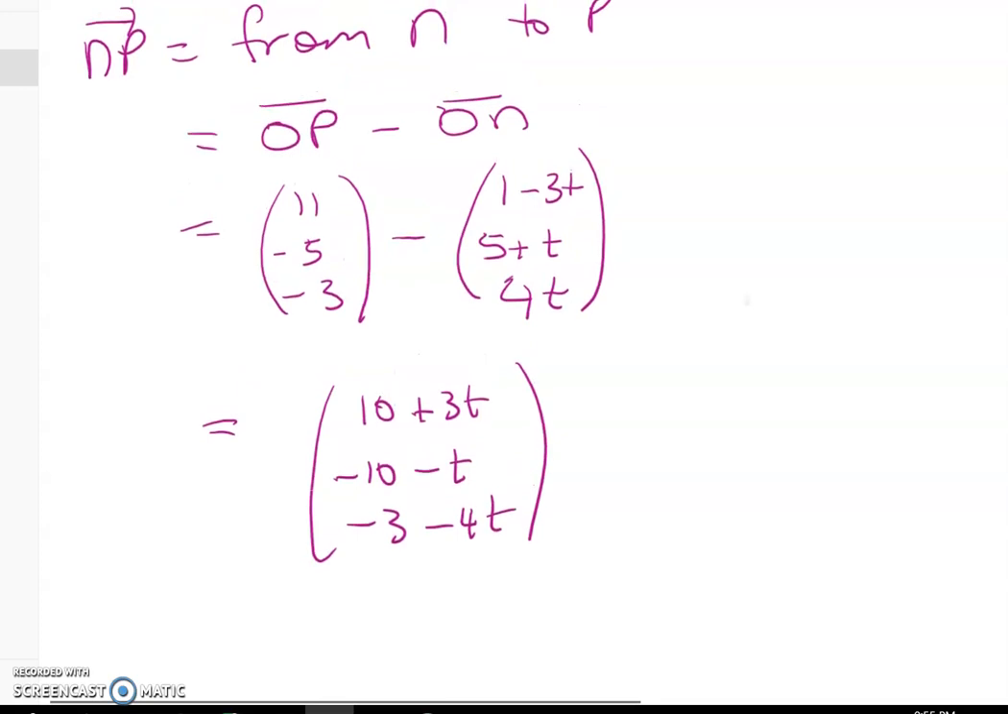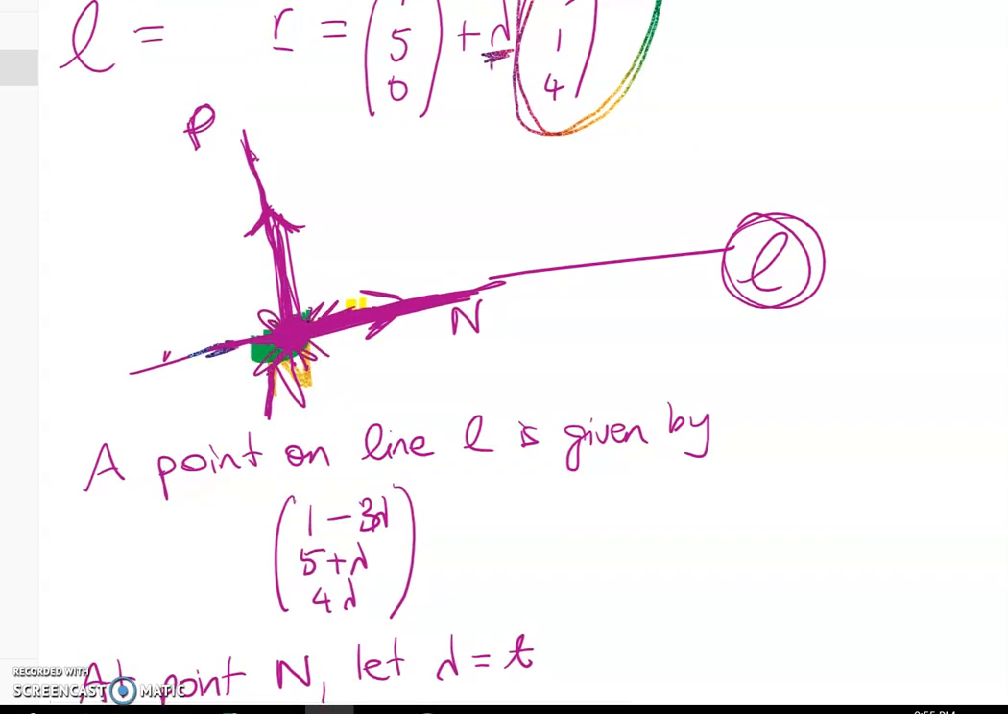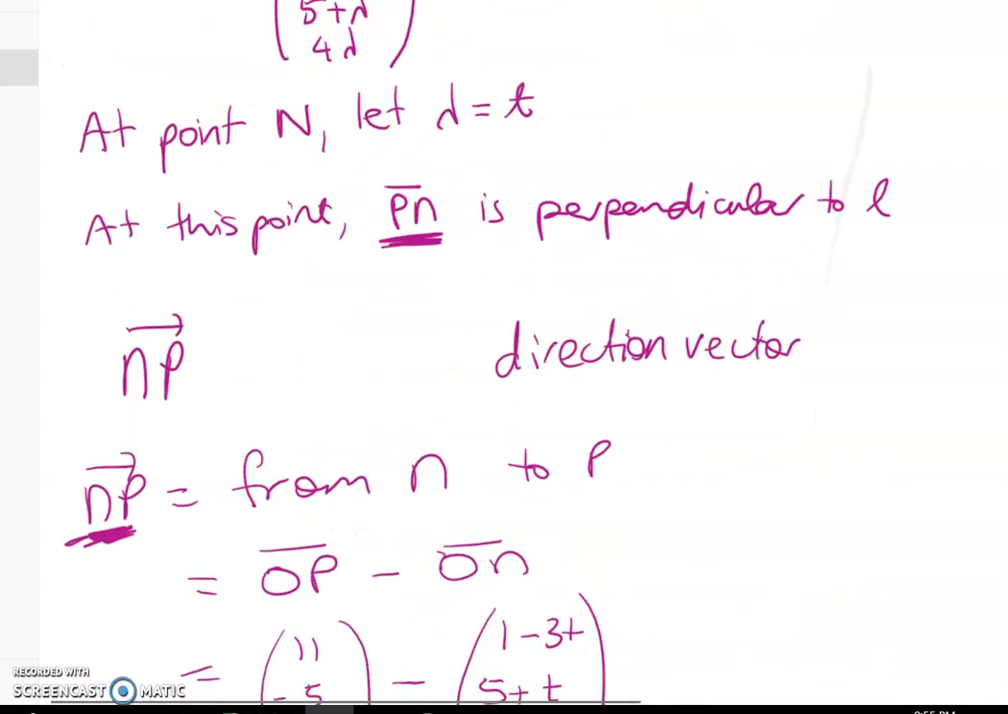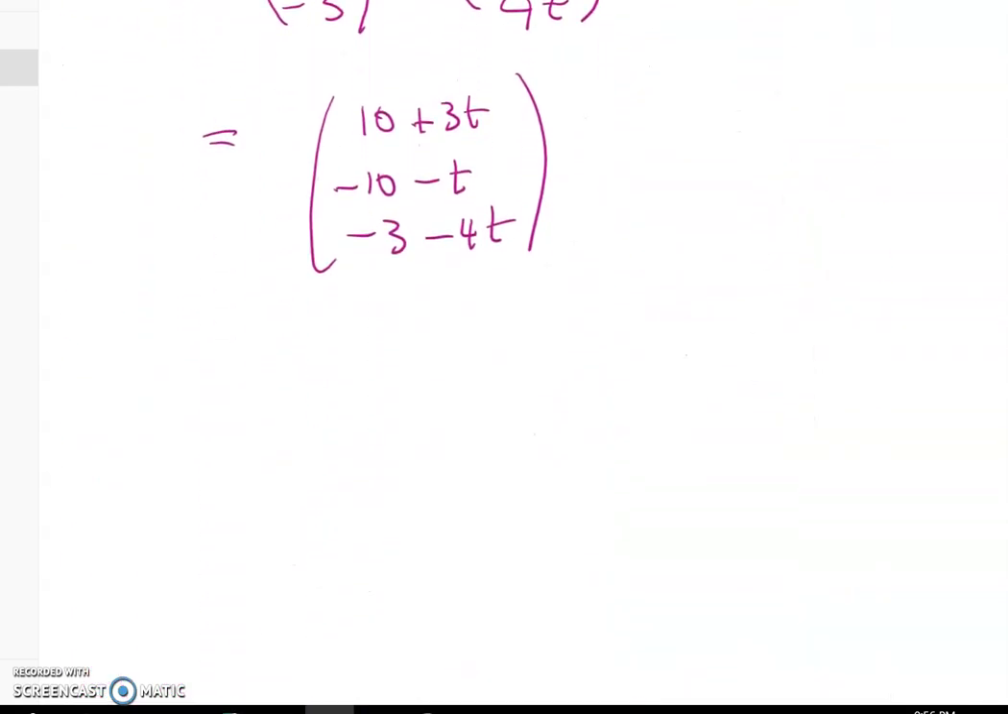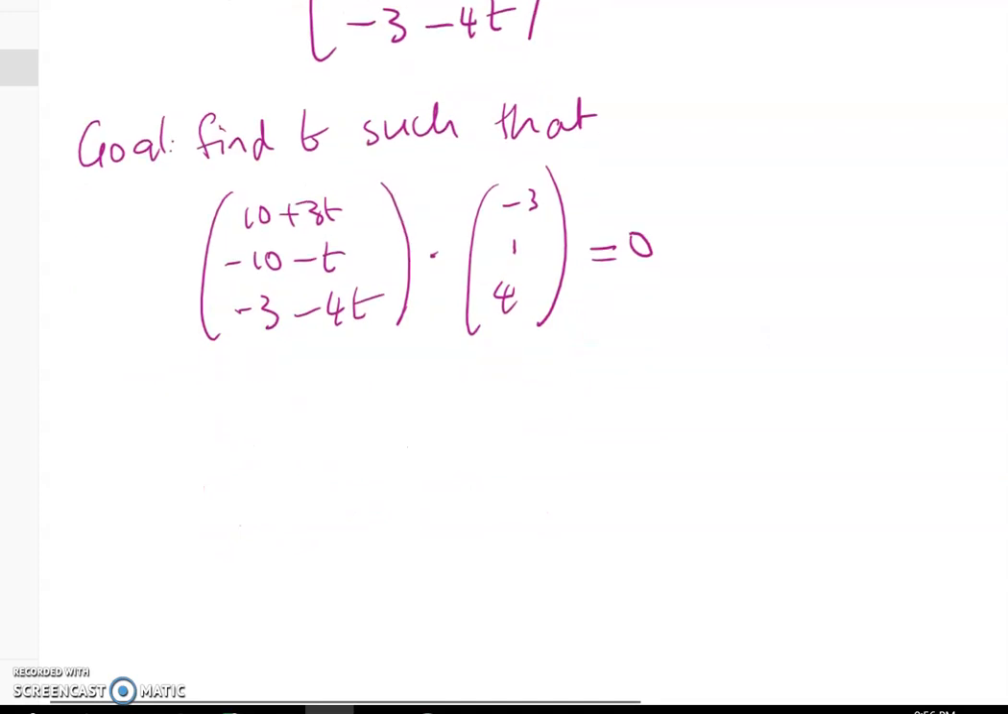And that's actually most of the hard work done. So that gets me from point N, which is this one here on the line, out to point P. Okay, so first bit done. So we're now trying to find t such that this, 10 plus 3t, negative 10 minus t, and negative 3 minus 4t, dot negative 3, 1, 4 equals 0. And it's pretty easy to go from here.